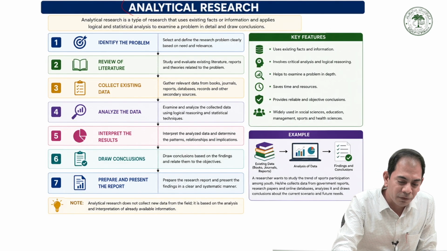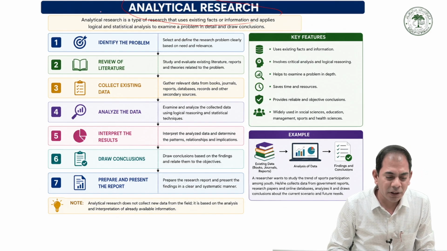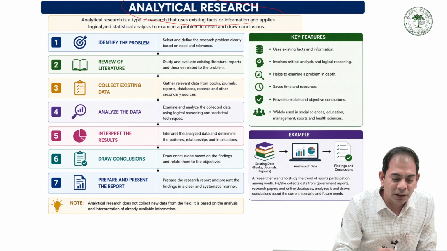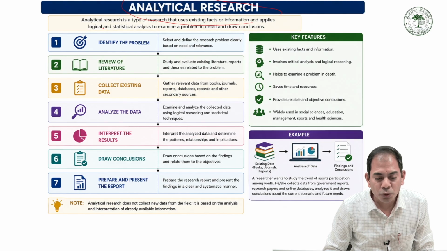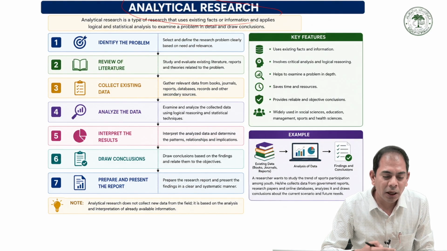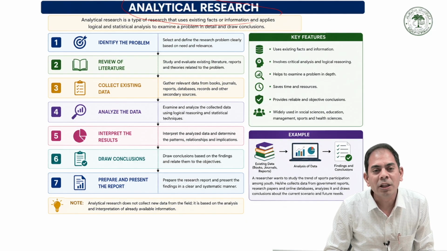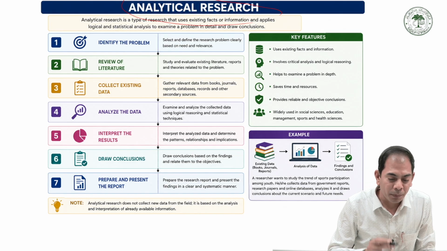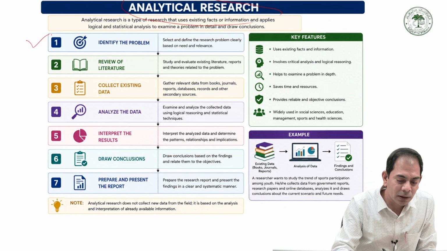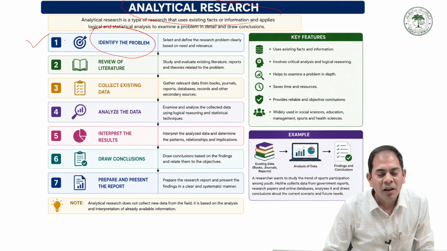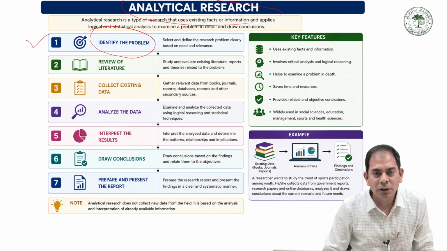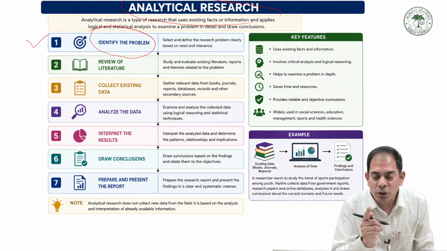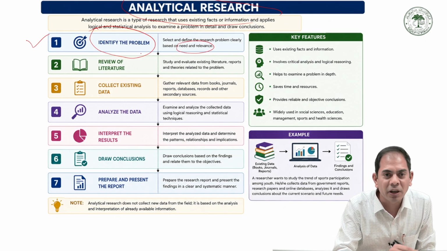This is the flow chart of analytical research. The first important thing is that analytical research is a type of research that uses existing facts or information. They apply logical and statistical analysis to examine a problem in detail and draw a specific conclusion. Number one is to identify the problem. The first step in analytical research is to select the problem and define the research problem clearly. This is based on your need or relevance.